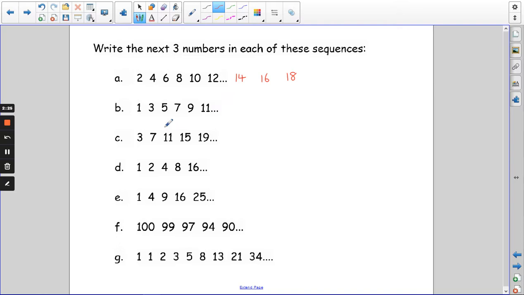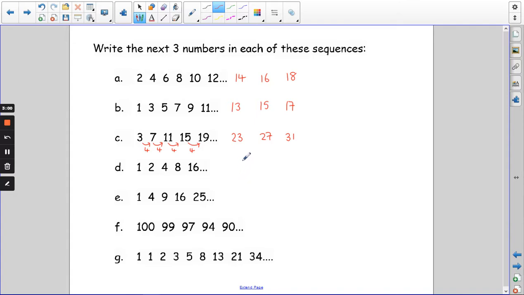Okay, B is actually really similar to A because it's going up in 2s like the 2 times table, but we're starting on 1. So these are all the odd numbers really, but they're going up in 2s every time. So you should have 13, 15, 17. This one goes 3, 7, 11, 15, 19. Hopefully you spotted it's going up in 4s. It's not the 4 times table, but it does go up in 4s. So the next one would be 23, then 27, and then 31.